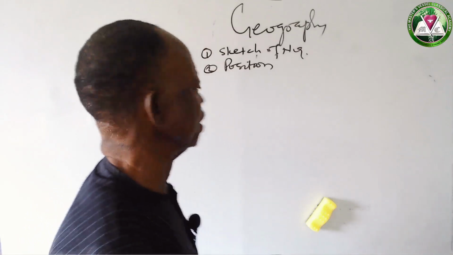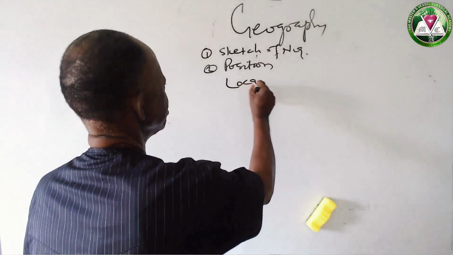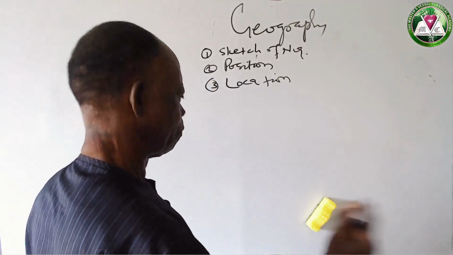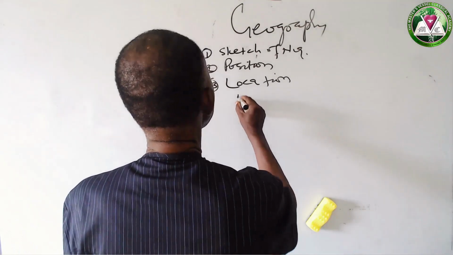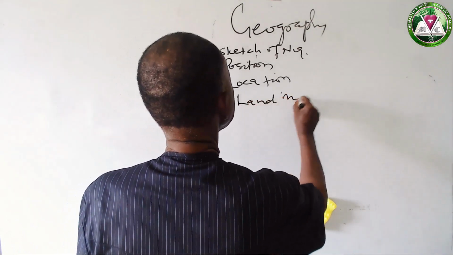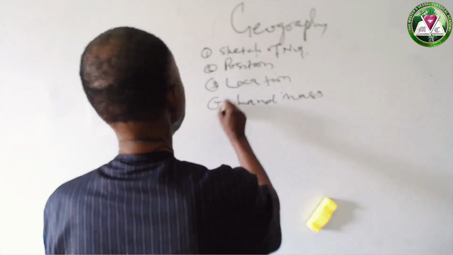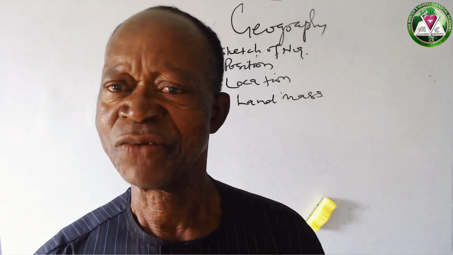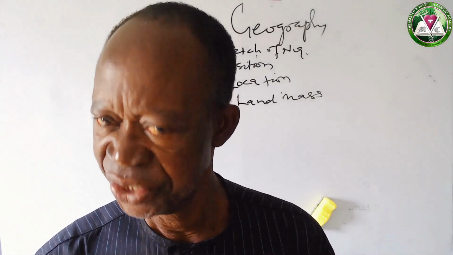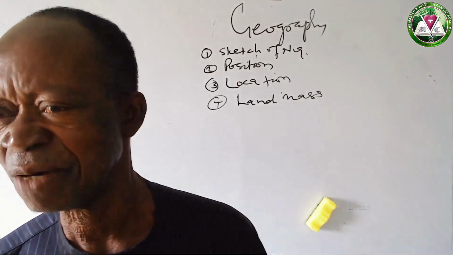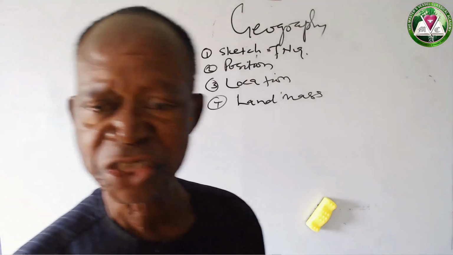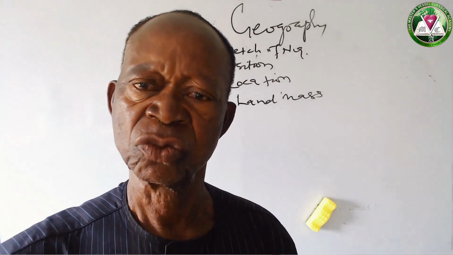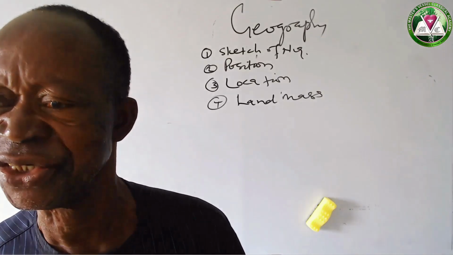The position of Nigeria is location, and possibly landmass. Let us take the 3 points. For easy sketching of the country Nigeria, there is a system adopted which makes it easy for students not to waste much time trying to draw and erase.